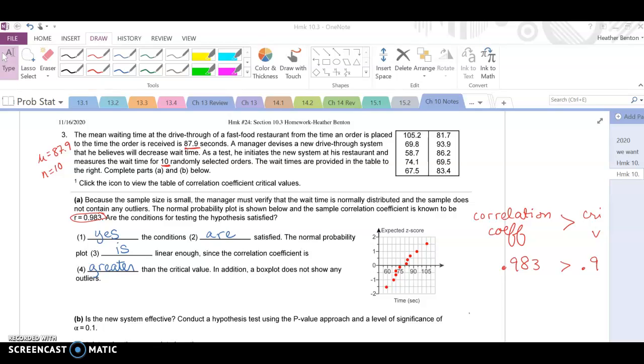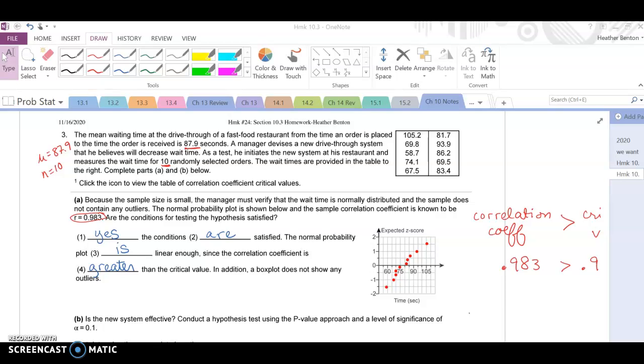Okay, this is problem number 3 on the 10.3 homework. It says the mean waiting time at a drive-through of a fast food restaurant, from the time an order is placed to the time the order is received, is 87.9 seconds. And a manager devises a new drive-through system that he believes will decrease the wait time.